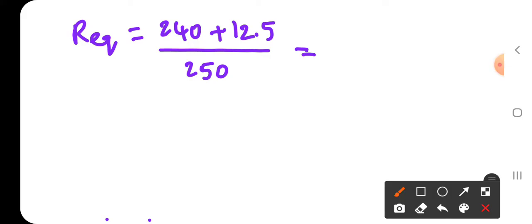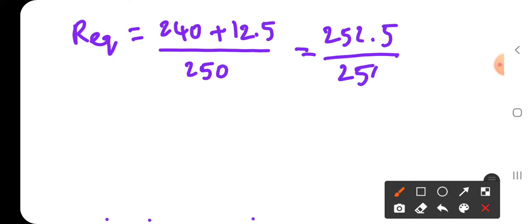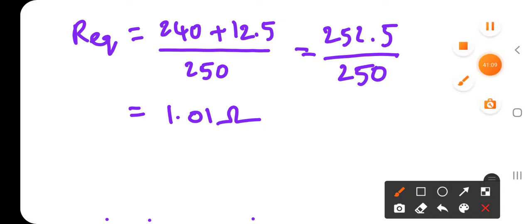You can also write this as 252.5 by 250. Therefore, what is equivalent resistance? 1.01 ohms. Then how do you find the minimum possible braking speed and maximum possible braking speed?